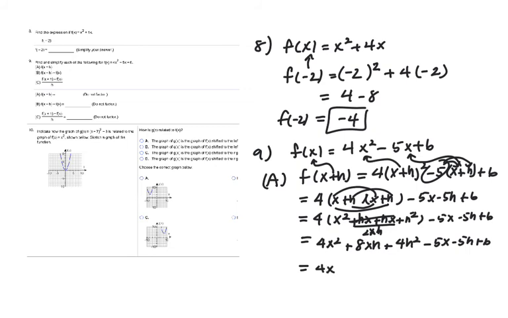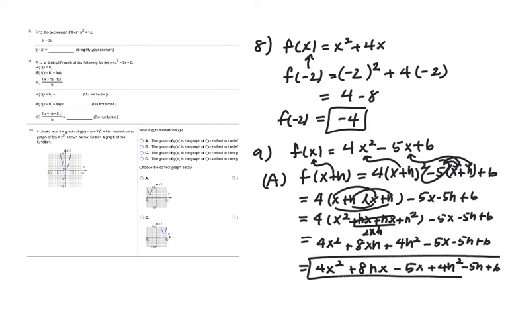I'll go ahead and rewrite that. So 4x squared plus 8hx. And let's do it in descending order. So minus 5x plus 4h squared minus 5h plus 6. Okay. And so this will be f of x plus h.